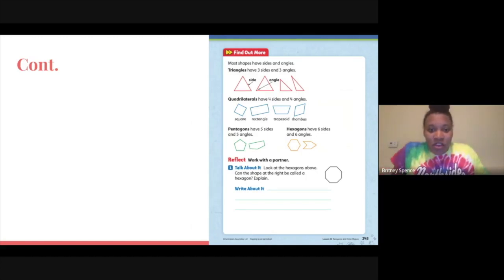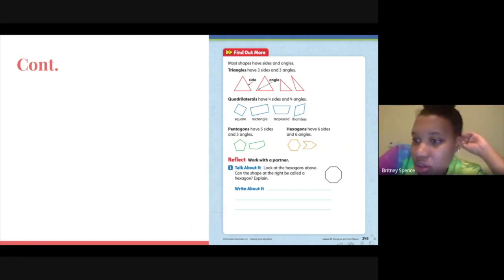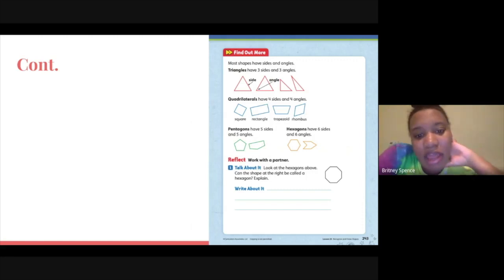Okay? So most shapes have sides and angles. Triangles have 3 sides, 3 angles. So you can see the sides there. You can see the angle. Angles are the little pointy things at the end. Quadrilaterals have 4 sides and 4 angles. Now there are many different types of quadrilaterals, so you can't get confused on them. But we'll study that as we go deeper into the week. Pentagons have 5 sides and 5 angles. And hexagons have 6 sides and 6 angles.